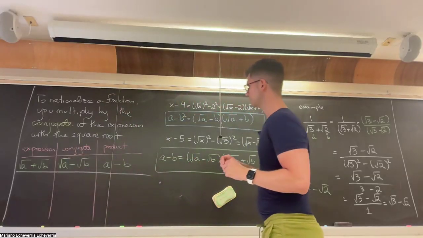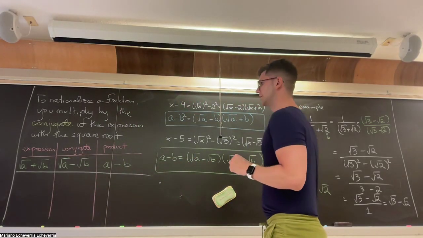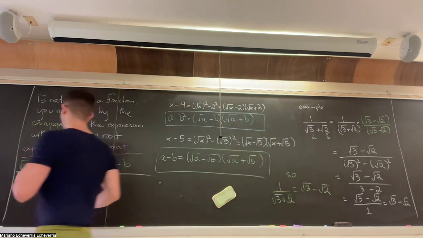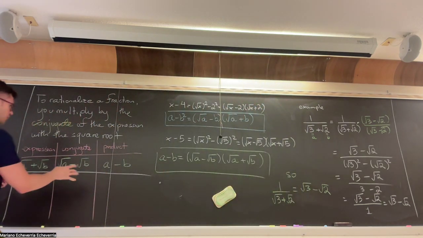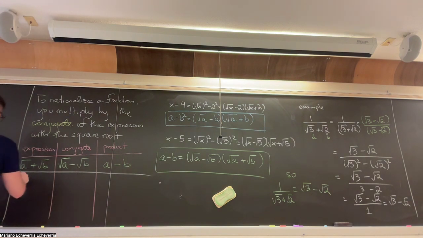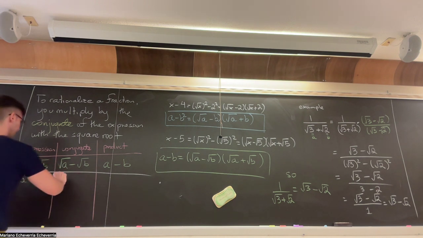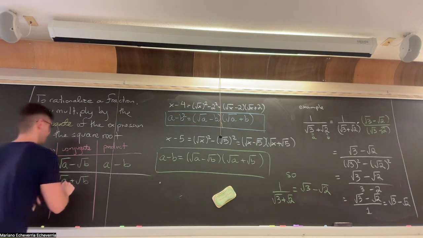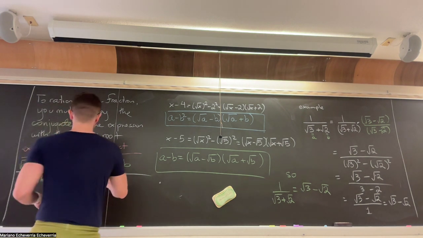Then what is the other one? The other one would be the minus version. I don't put them in the same color because they're essentially the same idea. If you have root of A minus root of B, the conjugate is the version with the plus. So it's always flipping the sign of the middle term, and the product is still A minus B.